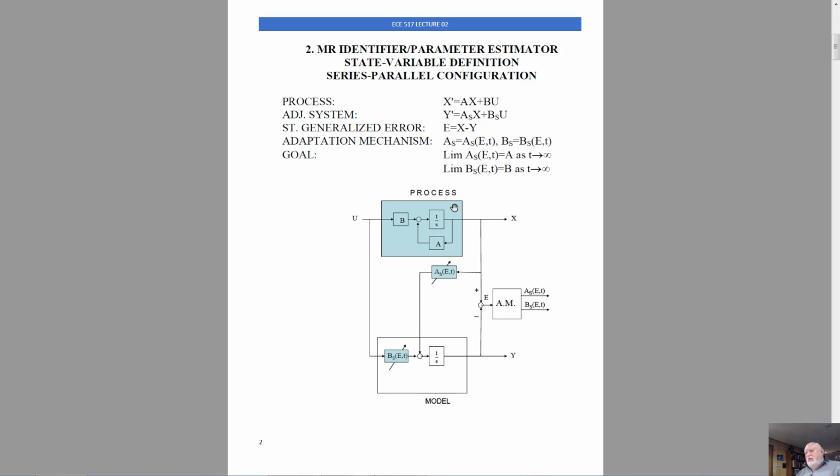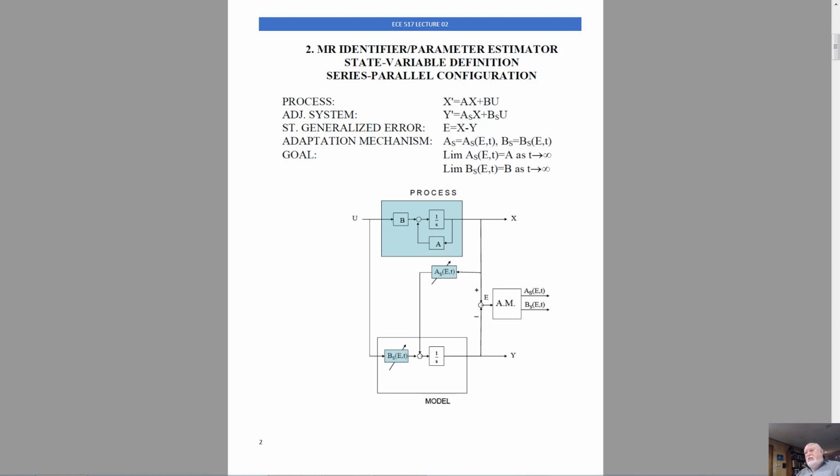Because in this case you can see the process, which is the real physical process. It is used as a reference model. You see the adjustable system. But there are two modules in this adjustable system. So actually, there are two different adjustable systems. This adjustable matrix A is a series part of the adjustable system. And this adjustable matrix B is a parallel part of the adjustable system.